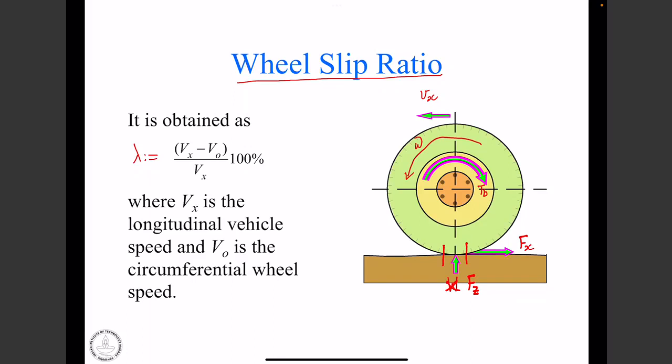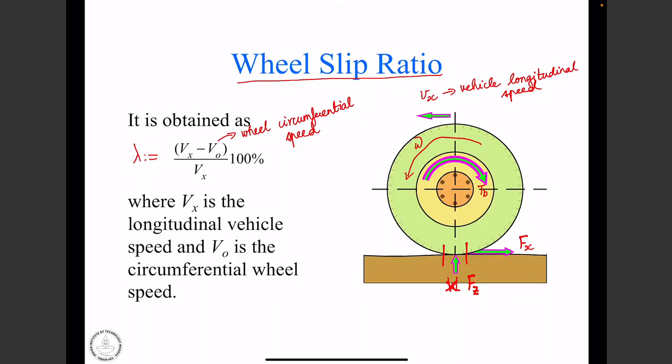So what is this Vx? Vx is the vehicle longitudinal speed, and V naught is the circumferential speed of the wheel. So it's the wheel circumferential speed, which is essentially R times omega, where omega is the angular speed of the wheel, and R is the tire radius. So that's the wheel circumferential speed.